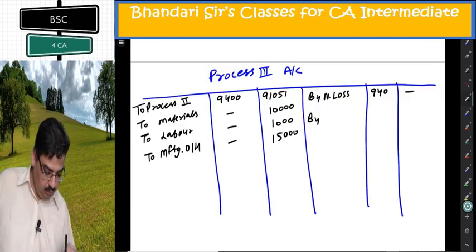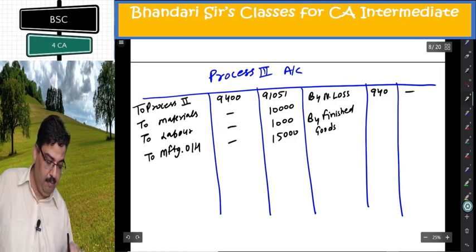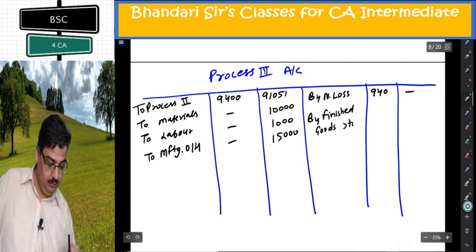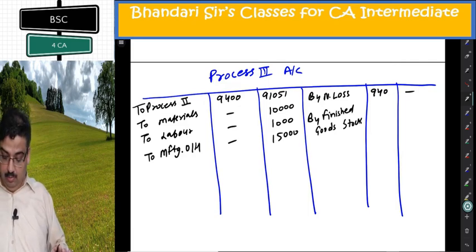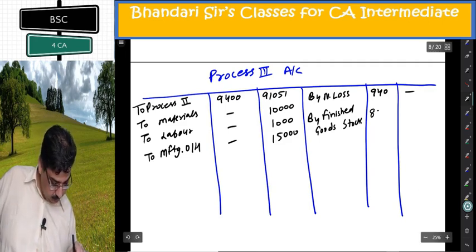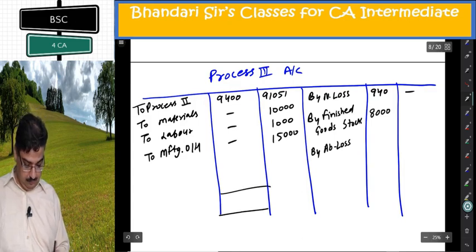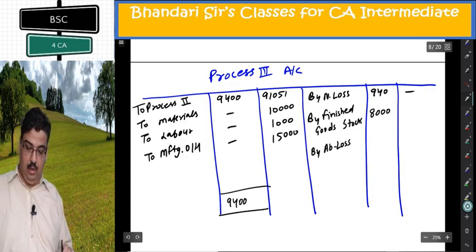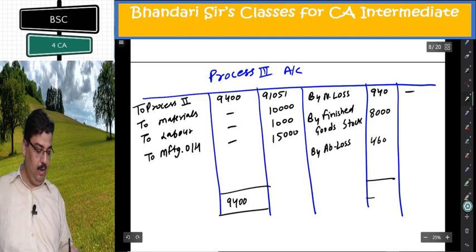By finished goods stock. If it was sold, it will not come by sale, it will be by cost of sale. Selling price will not feature in my process accounts at all. It will be at cost, so it will be cost of sale. Now you are getting 8,000 units. Now I am getting on credit side the balancing figure by abnormal loss, 9400 minus 8940. I am getting 460 units abnormal loss to be valued at valued cost.